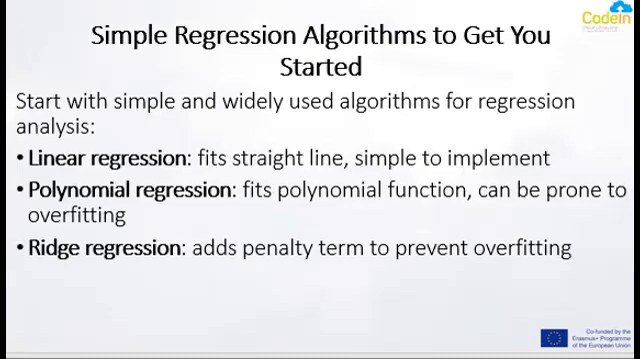Ridge regression is a variant of linear regression that adds a penalty term to the regression equation to prevent overfitting and improve the generalizability of the model. Lasso regression is another variant of linear regression that can be used for feature selection, as it helps to identify the most important predictors in a dataset and simplifies the regression model.